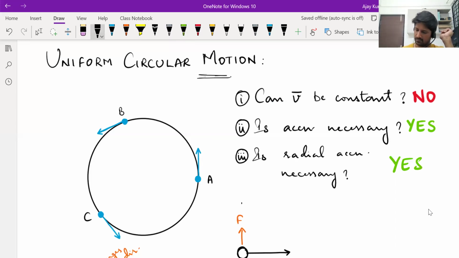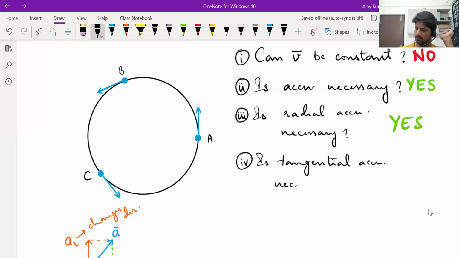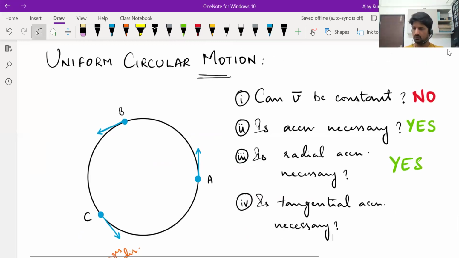Next question. Is tangential acceleration necessary? No, sir. Okay, Yusuf, how do you justify that? We're studying uniform circular motion, we don't need to change the speed again and again. Okay, so you know what uniform circular motion is. Fine. Now see, tangential acceleration changes the speed of motion. While moving in a circle, direction change is compulsory. That cannot be avoided. But speed may or may not change.